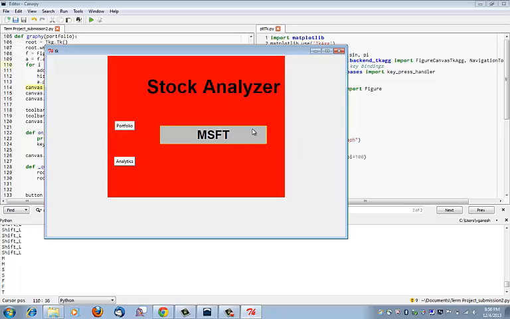So for example, I will input the stock of Microsoft, and then I can do analytics and see a graph with the previous prices as well as the predicted future price, which will be the newest price on the chart.